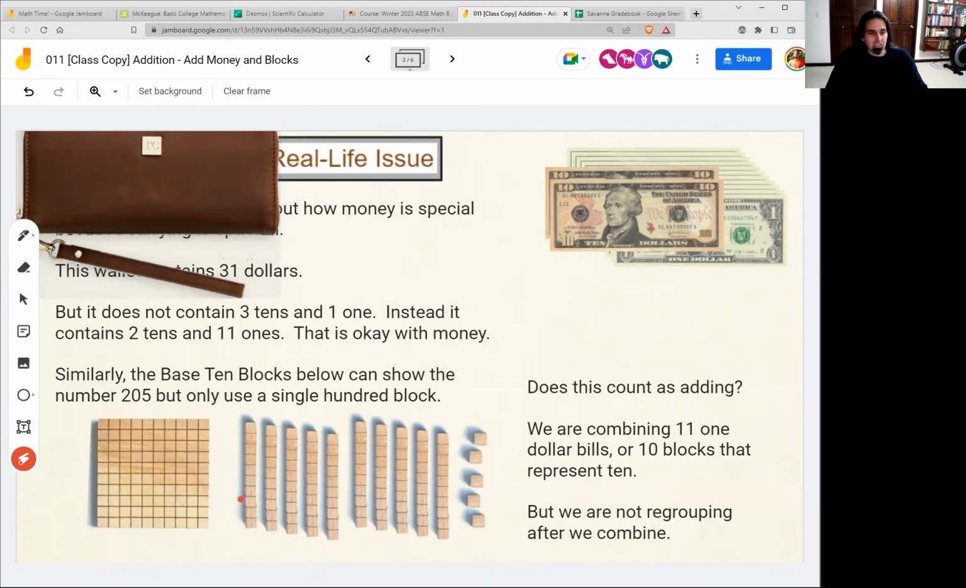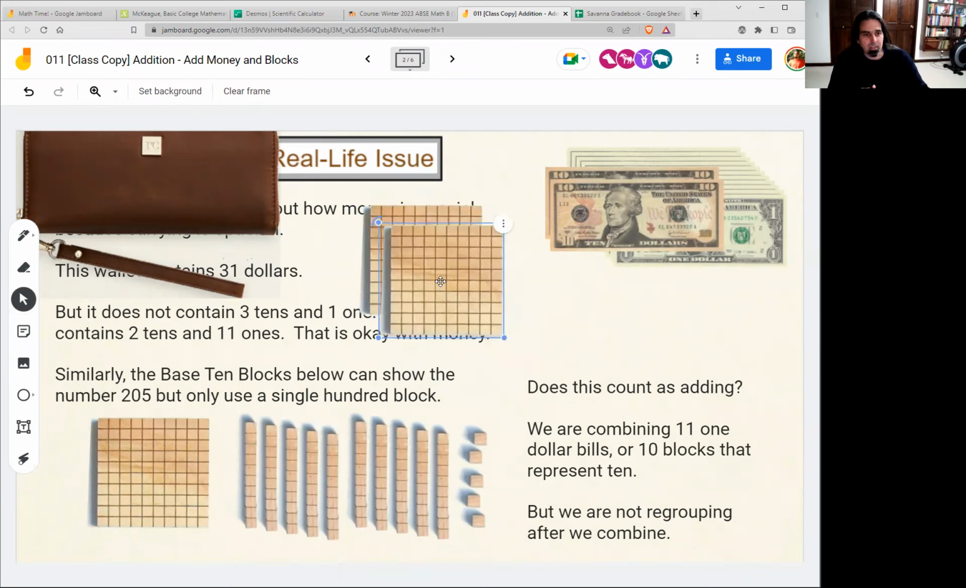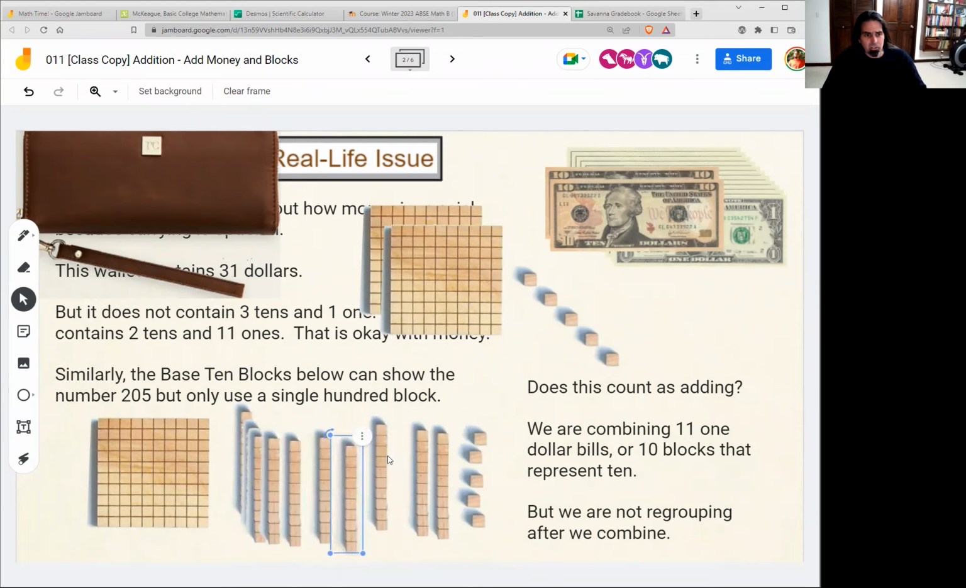Similarly, if you like the base 10 blocks, if you or your kids use those in school, then here we have the number 205. We have 1s, we have 10s, and we have a single 100 block. We do have 205. The easy way to do that would be to have 2 hundreds and then 5 1s. But that's not what we did. Instead, we had 100 and then 1, 2, 3, 4, 5, 6, 7, 8, 9, 10 10s to make another 100. So 100, 200, and then 5.